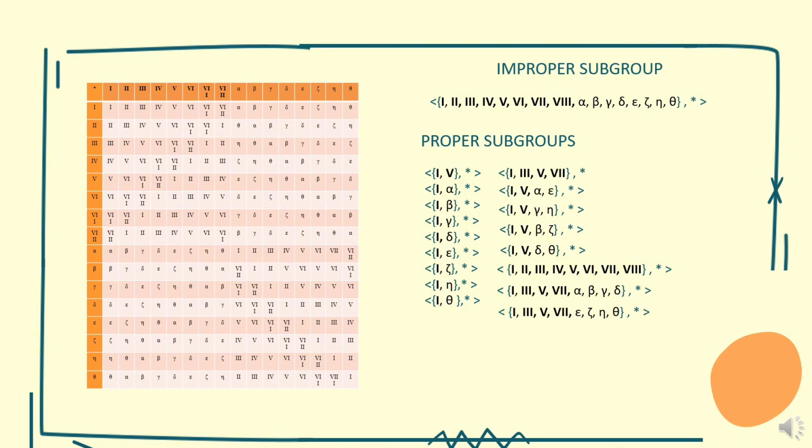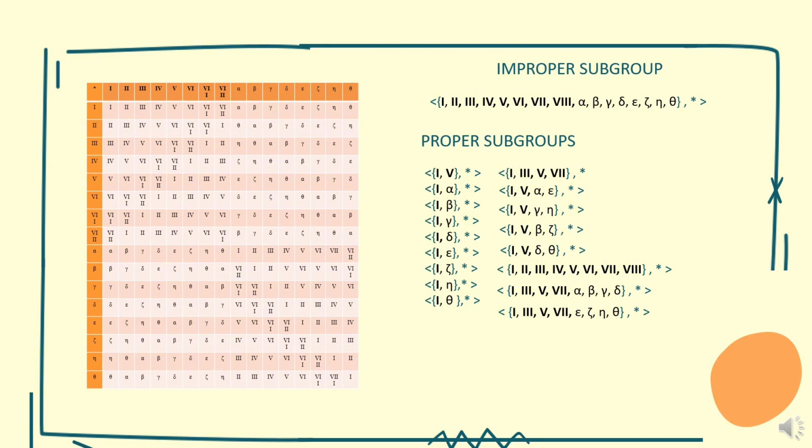There are still some remaining. The set of 1, 5, eta, zeta, and 1, 5, beta, and zeta under the binary operation star is a proper subgroup. 1, 5, gamma and theta under the binary operation star is a proper subgroup. And now the subgroups that contain 8 elements are the following.